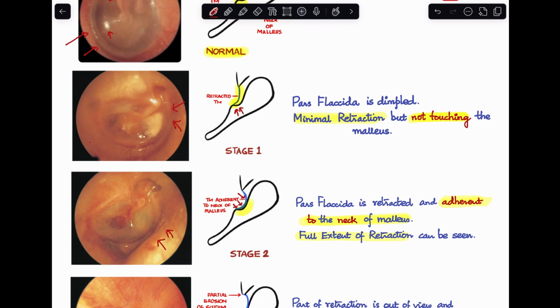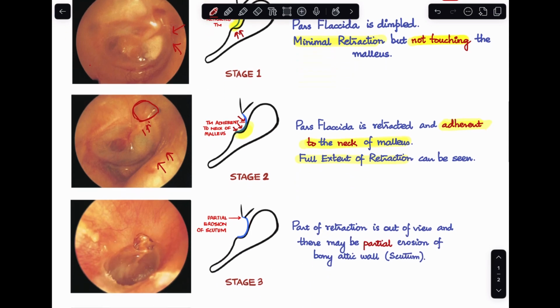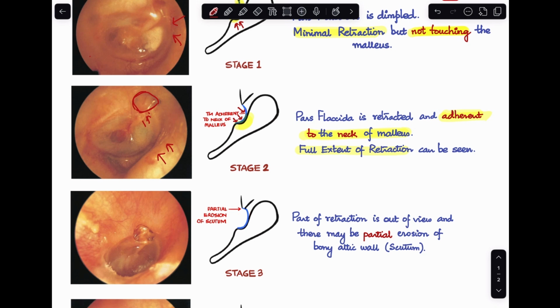You can see the neck of the malleus over here, you can see how the pars flaccida is retracted, and it is adherent to the neck of the malleus. Next, coming to stage 3, here what happens is the part of the retraction is out of view. So you're not able to completely see the full extent of retraction.